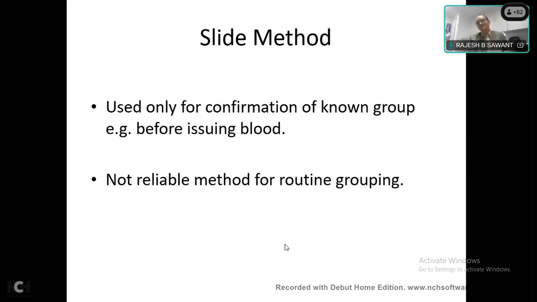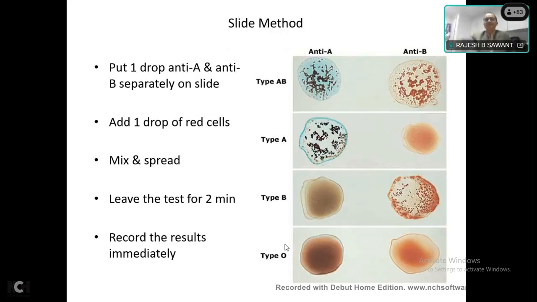Slide method, of course, is not a reliable method and not at all recommended. Most of the labs, basically pathology labs, etc., in private practice, they use the slide method and just do the forward grouping, but you cannot rely upon that as your final blood group results, right? So this can just be done as a counter check mechanism just before issuing blood or at the patient's bedside to ensure that no wrong blood transfusion is going on.